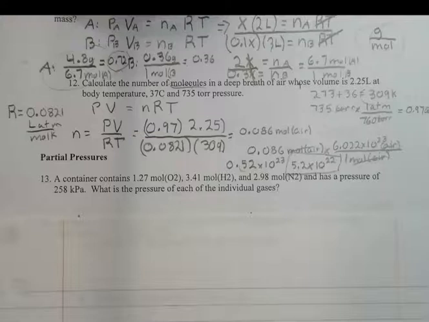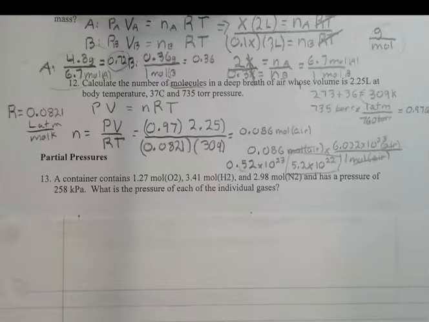A container contains 1.27 moles of oxygen, O2, that should be subscript 2, 3.41 moles of H2, and 2.98 moles of N2, and has a pressure of 258 kilopascals. What is the pressure of each of the individual gases? So this goes to the principle that the pressure is proportional to number of moles. And when you think about it, that's really logical.